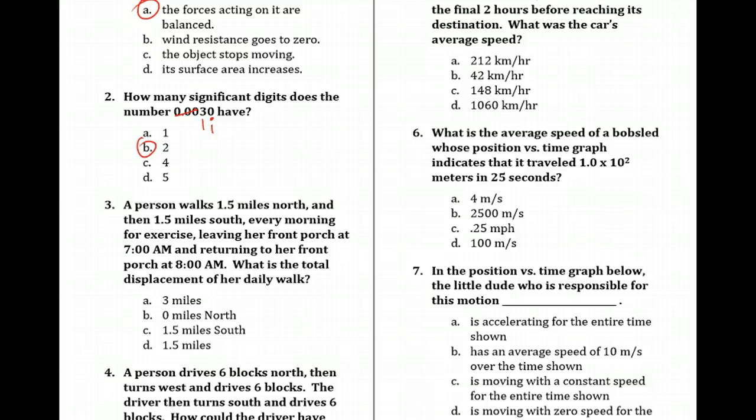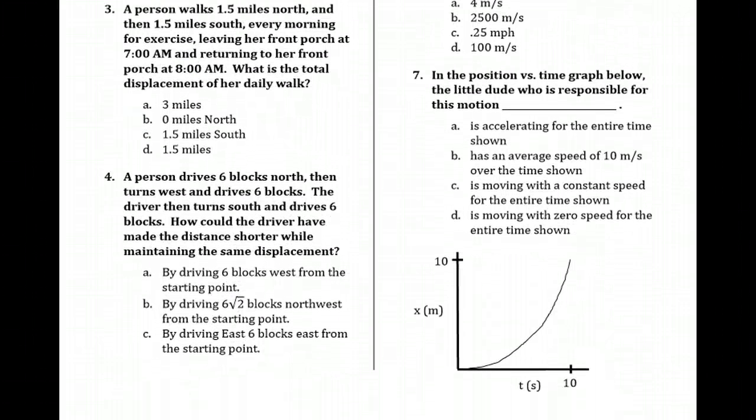A person walks 1.5 miles north, then 1.5 miles south. Every morning for exercise, she leaves her front porch at 7 a.m. What is the total displacement of her walk? 0 miles north. Direction doesn't matter because it's 0 miles. Displacement is the distance and direction from your starting location.